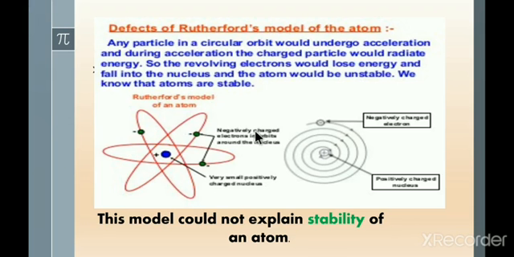So here we have achieved our fourth learning outcome, that is, now you are able to list the drawbacks of Rutherford's model of the atom.